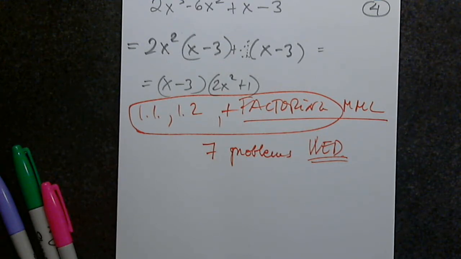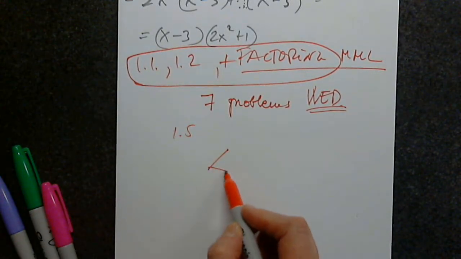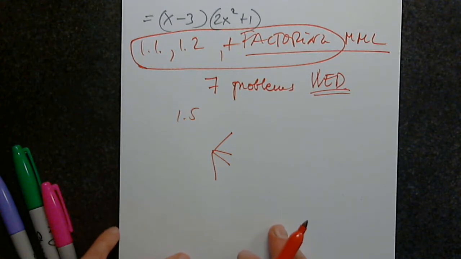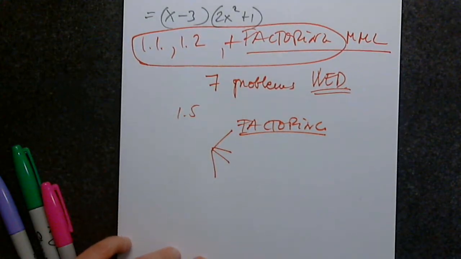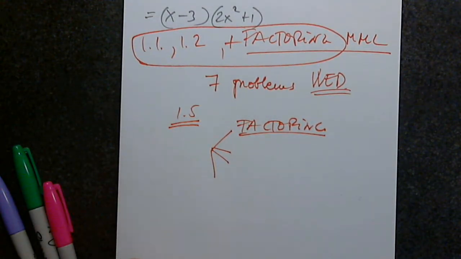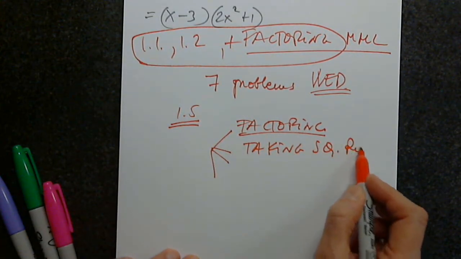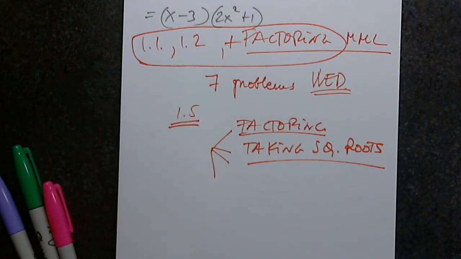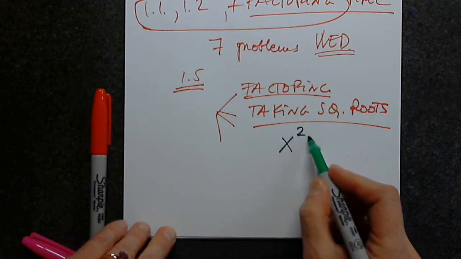Okay, back now to 1.5. So now we have accomplished in 1.5, there are 4 different methods of solving quadratic equations. We finished with factoring. This was our first method from section 1.5. It continues with taking square roots. So this is another method. It's a very specific method. It is applied only in a very special situation, and the special situation has to look like this: x squared equals a number.